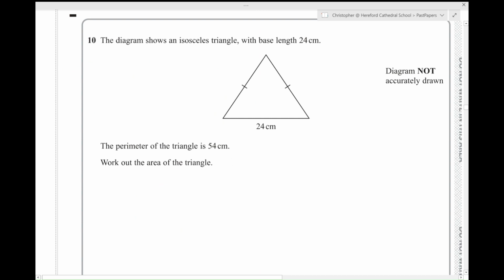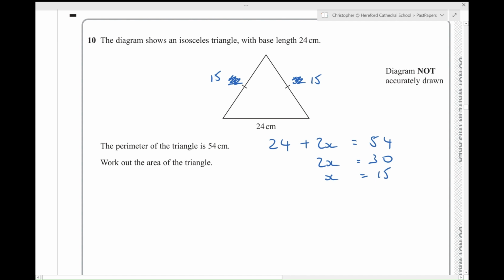Question 10. I've got an isosceles triangle with a base of 24. It says the perimeter is 54. Well, those two lengths are going to be the same, aren't they? So the perimeter is 24 plus 2x, and I know that equals 54. So 2x must equal 30, and so x must be 15. So this side length is 15, and that side length is 15.